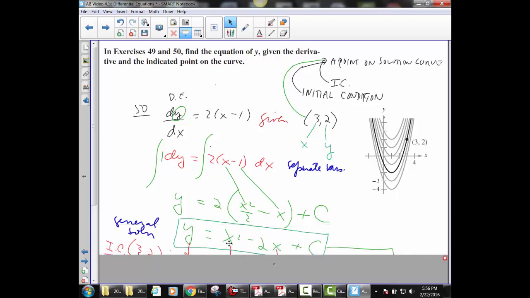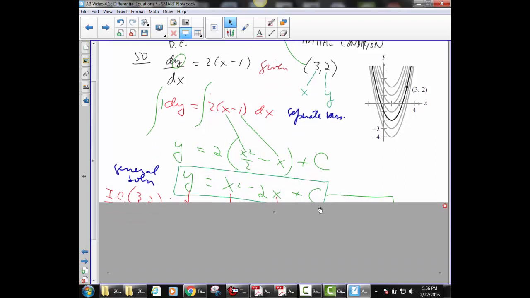So the general solution, if I multiply through by the 2, would be y equals x squared minus 2x plus c. This is this family of gray parabolas you have. Every one of these gray parabolas is, for example, this one is x squared minus 2x plus 0. This one is x squared minus 2x plus 1, x squared minus 2x plus 2, x squared minus 2x minus 1, minus 2, minus 3, minus 4. So that's your family of curves. But only one of these parabolas is going to go through the point (3, 2).